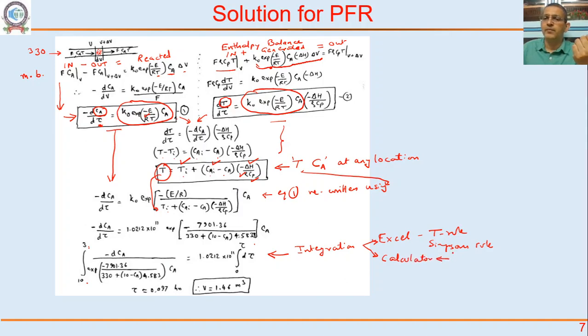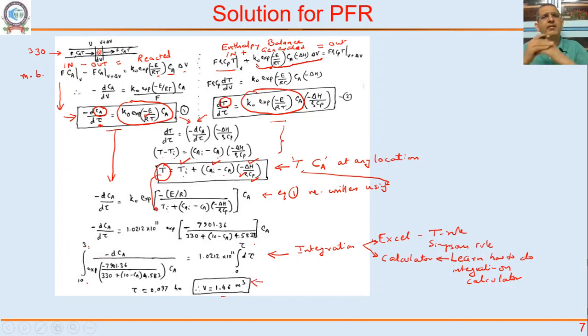So learn how to do integration on calculator. It's going to come in very handy because we have to do these kinds of integrations very often. And what you will find is that volume would be 1.46 meter cube.